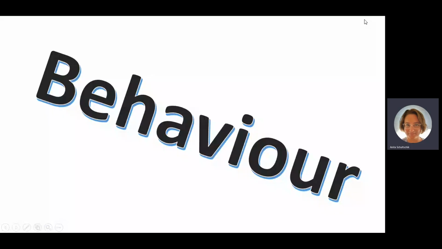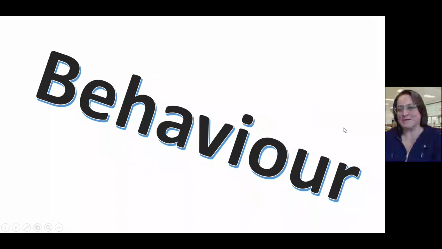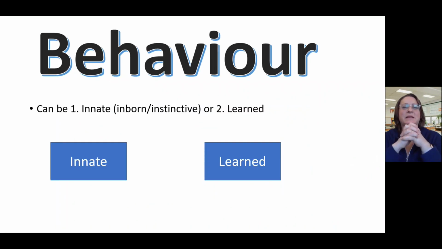And this one here is starting the behaviour part of your options. So the whole thing is being split up. This is me developing a bit of a flowchart without actually having a flowchart. But you can split behaviours into innate and learned.